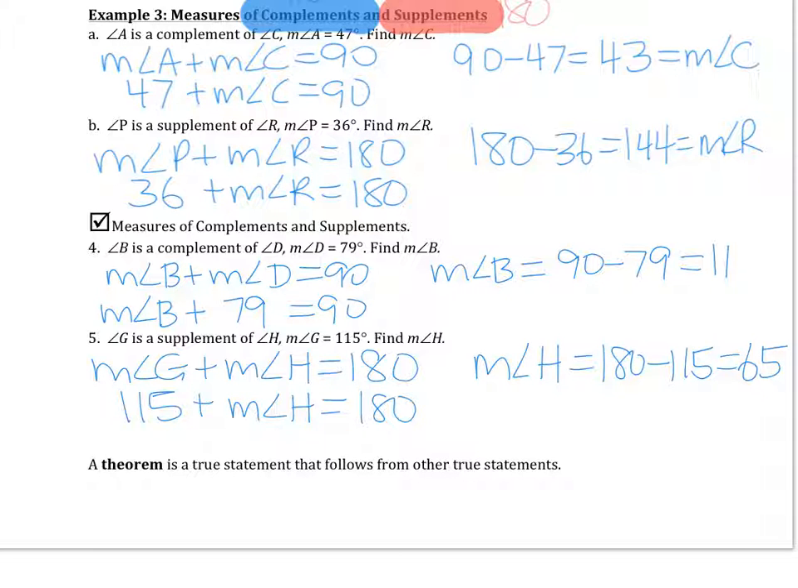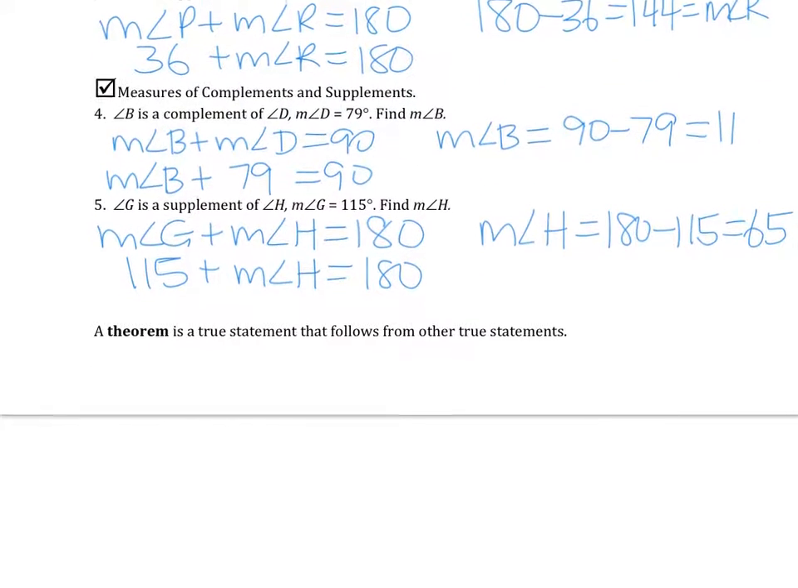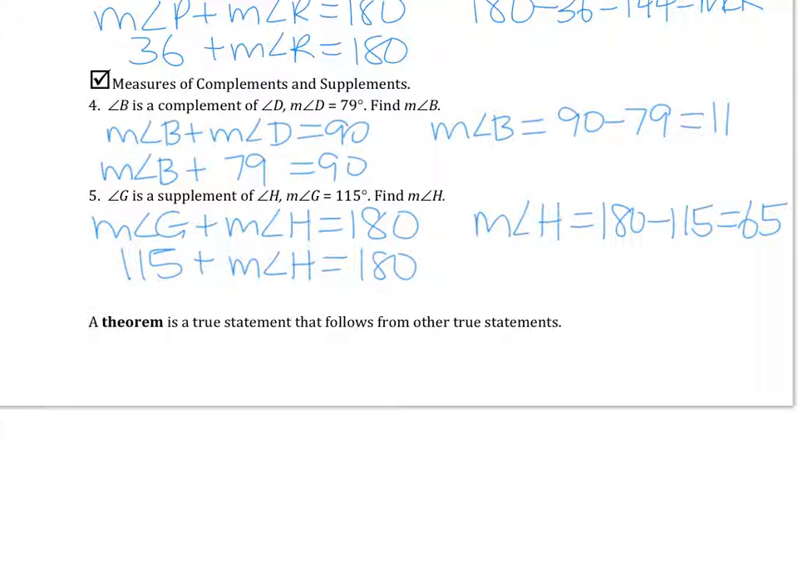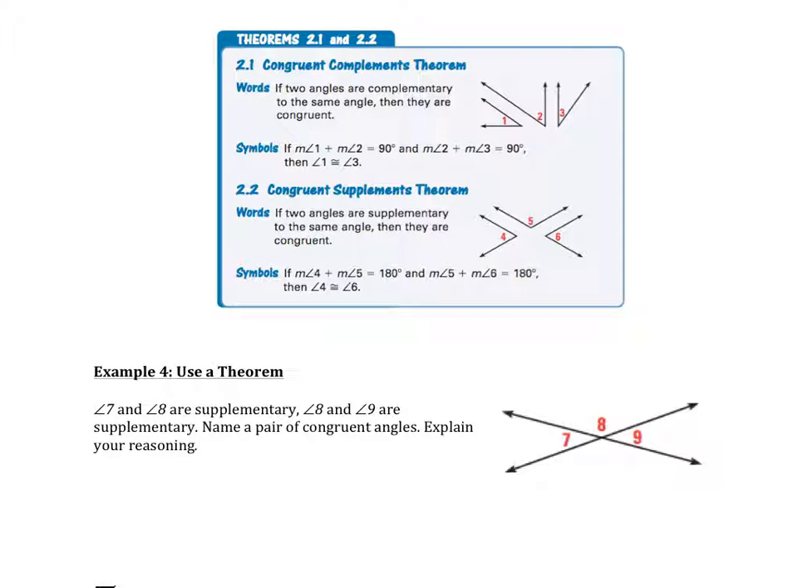Check your work. First one, complements, so you subtract 90 minus 79 equals 11. Second one, supplements, 180 minus 115 is 65. So now we're going to start our theorems. A theorem is a statement that can be proven from other statements. Okay, it's something that follows from other true statements. We have two theorems, one called the congruent complement theorem, and the other one's called the congruent supplement theorem.